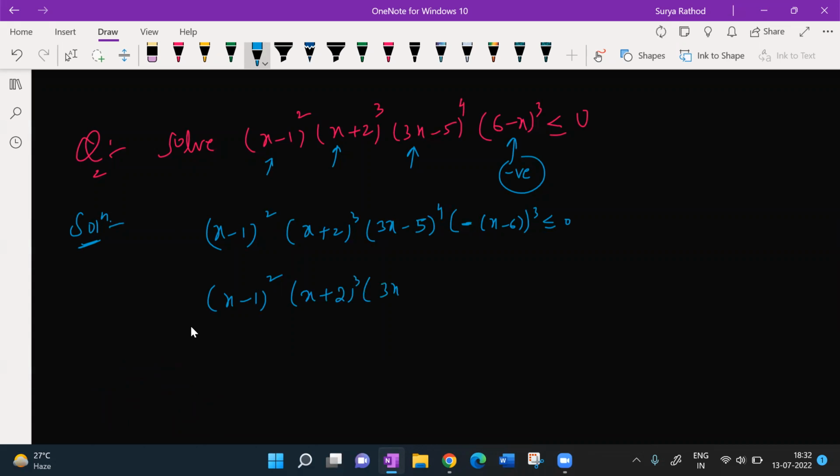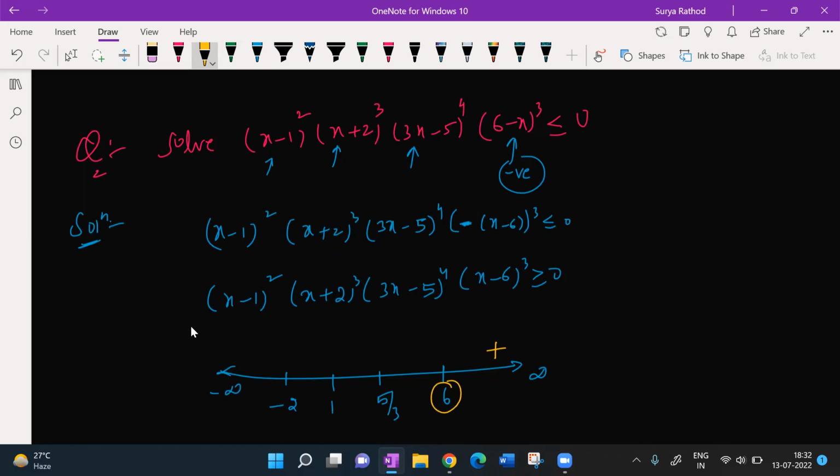Okay, so (3x minus 5) whole to the power of 4, (x minus 6) whole cube, greater than or equal to 0. Here minus whole cube, right? So on the number line from minus infinite to plus infinite, what do you get? Minus 2, 1, 5 by 3 and 6, correct? So you always start with plus from right to left.